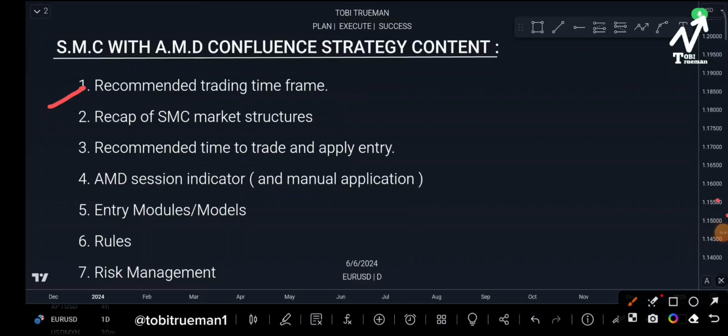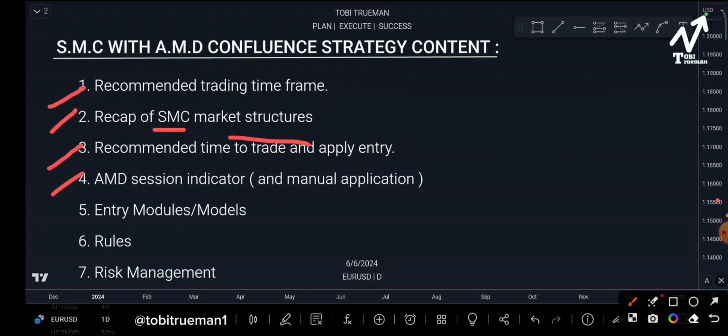So number 2, we'll look at a recap of essential market structures. I said structures because we have different types of market structures that can pop out by applying SMC. So number 3, we'll also consider the recommended time to trade and apply the entry. Are you trading in the night, in the morning, in the afternoon, in the evening? You just have to make everything logical. This is the purpose of this strategy, making everything logical.